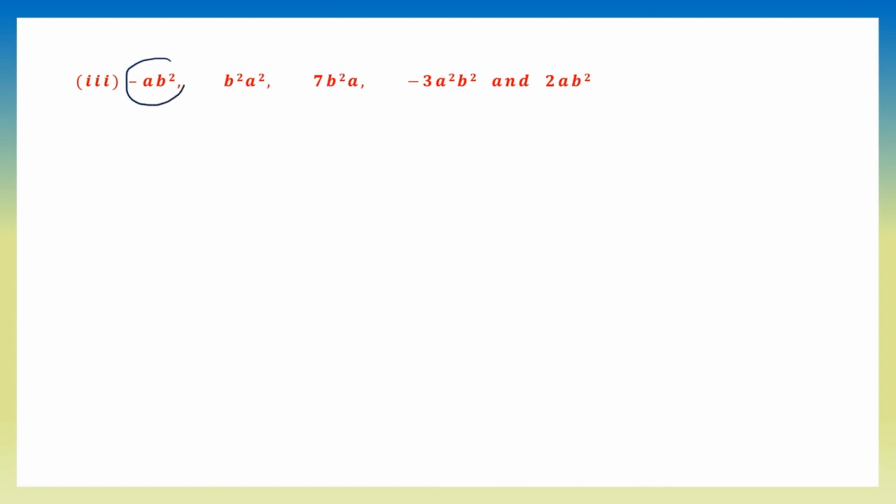Okay, 1a and 2 b's. Here also 1a and 2 b's. Let's see if there are any more 1a. No, the next one is not the same. The last one, yes, 1a and 2 b's, b square. So these three are like terms. So we have written that down: ab square, minus ab square, 7b square a, 2ab square.